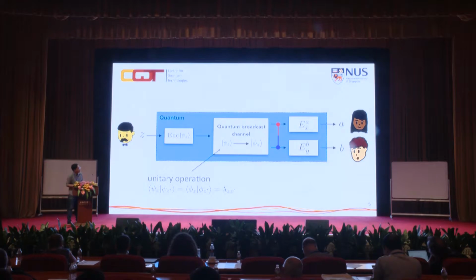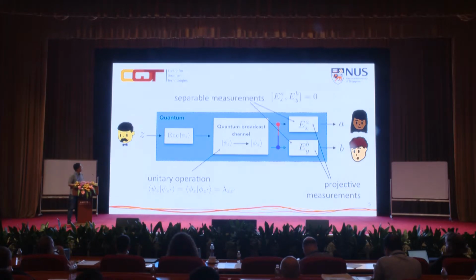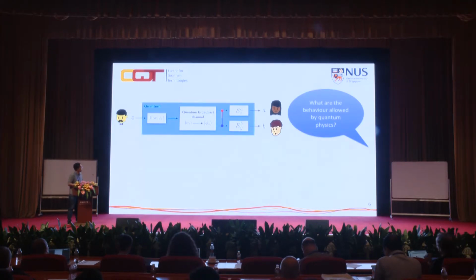So to obtain information A and B, Alice and Bob will perform some measurements on the output states, which is now shared between them. In general, this measurement is described by POVM, but since we work in the purification picture where the dimension is not bounded, without loss of generality, we can consider projective measurements. And we also assume that the measurements that Alice and Bob are doing are actually separable. That means the commutator between the measurements of Alice and Bob is 0. So given this model of a quantum broadcast network, we want to ask the following question. What are the behaviors that are allowed by quantum physics?